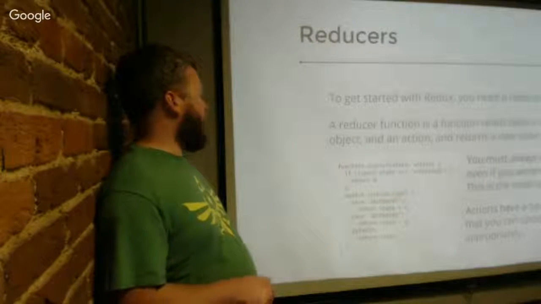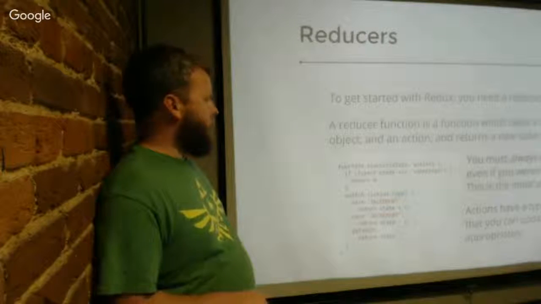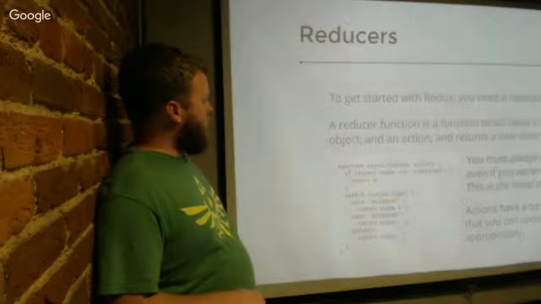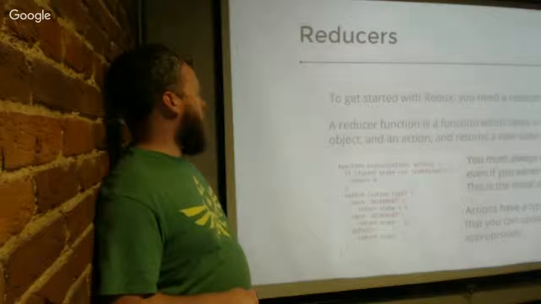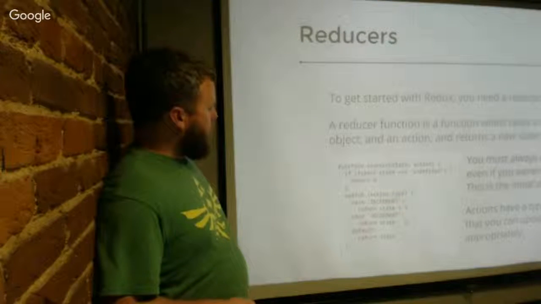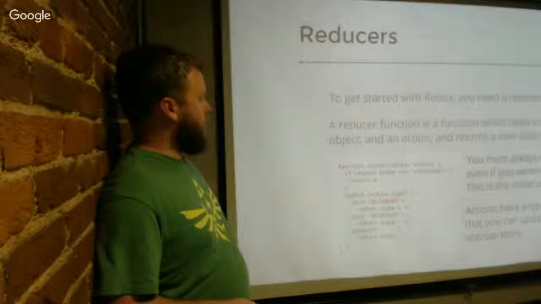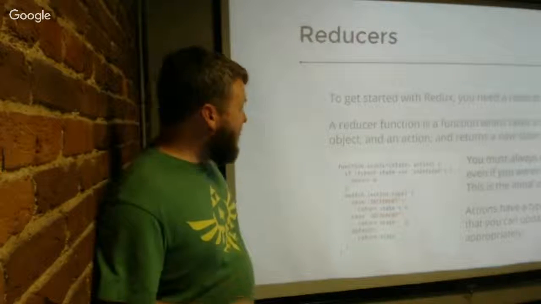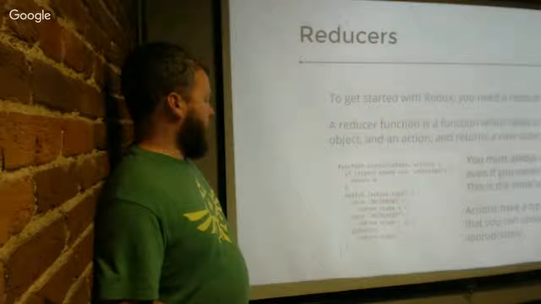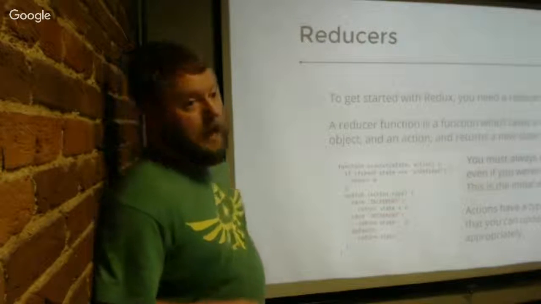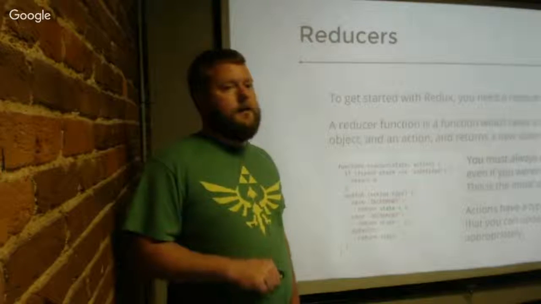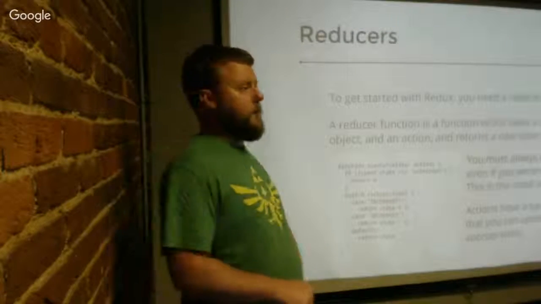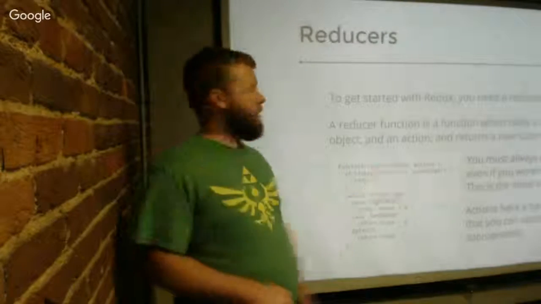And then actions have a type attribute so that you can update the state appropriately. So right here, we're saying if the action type is increment, I want to return state + 1, or if it's decrement, I want to return state - 1. And if it's none of those things, I want to return the same state that I got. Maybe it's an action designed for another reducer, because reducers are composable.